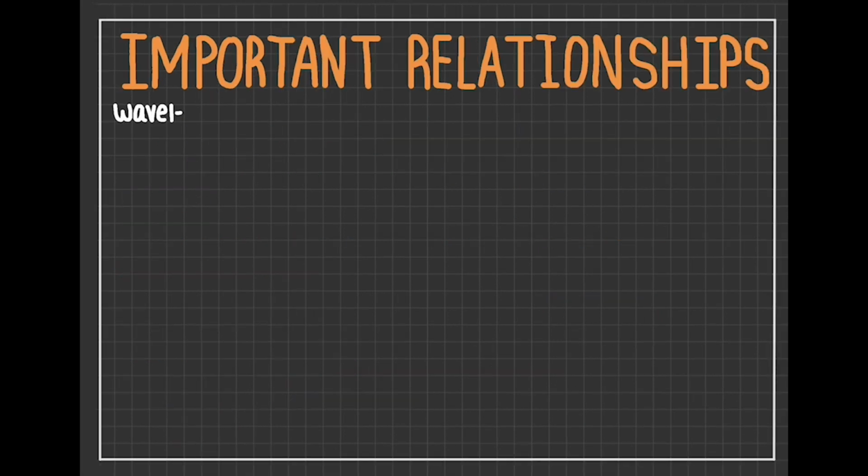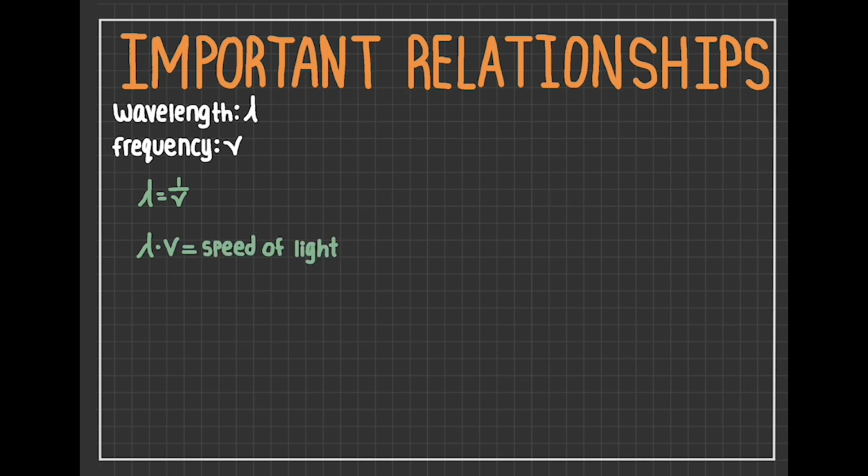First, it is important to note that wavelength is denoted by this symbol and frequency by this symbol. Wavelength and frequency are inversely proportional, meaning the shorter the wavelength, the higher the frequency, and the longer the wavelength, the lower the frequency. Wavelength times frequency equals the speed of the wave, and since all forms of electromagnetic energy travel at the speed of light, we can also say wavelength times frequency equals the speed of light, which is about 3.0 times 10 to the 8th meters per second.